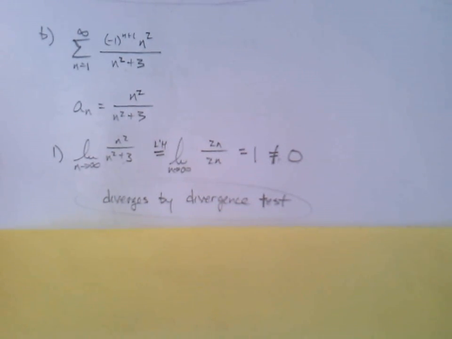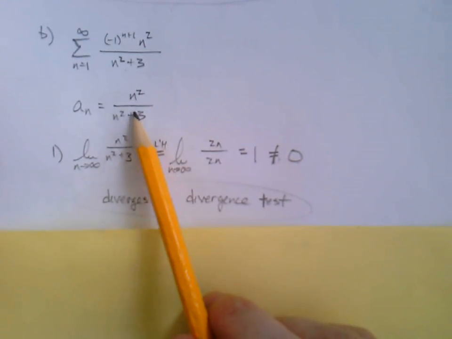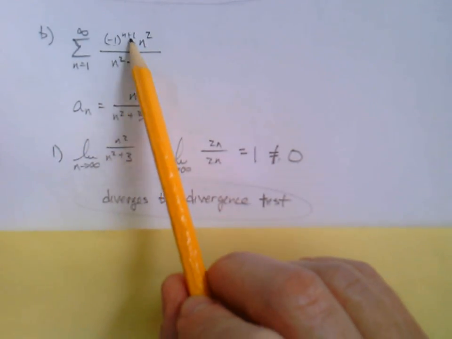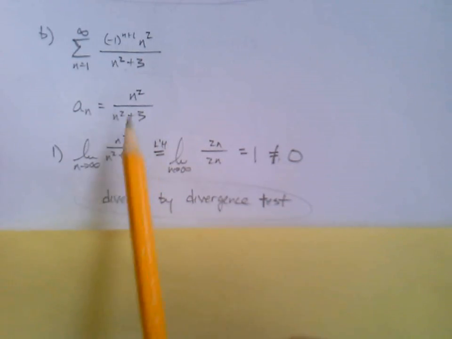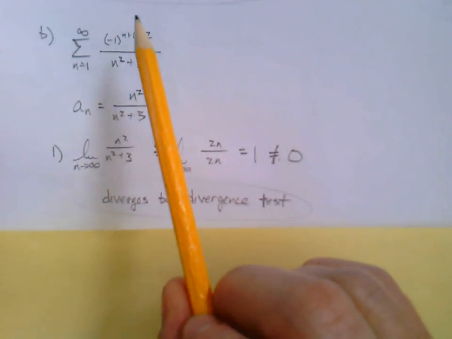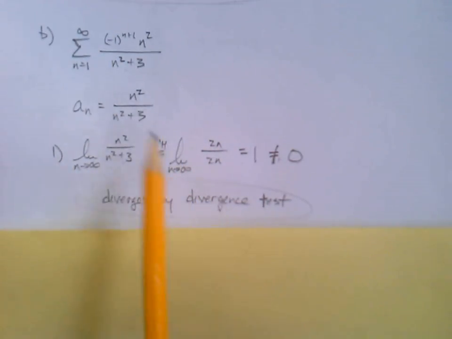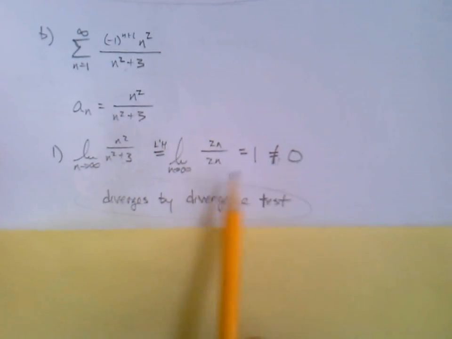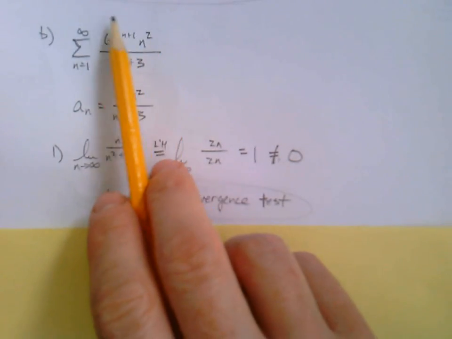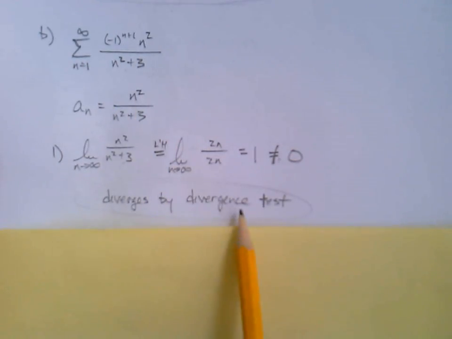Now you might say, wait a second though, the a_n you're talking about ignored the alternating piece, right? You didn't really take all of that when you took that limit. You only took the non-alternating part. So how can you say that the original series in its entirety diverges by the divergence test? That is a great observation. Here's why we can still say that this diverges by the divergence test.